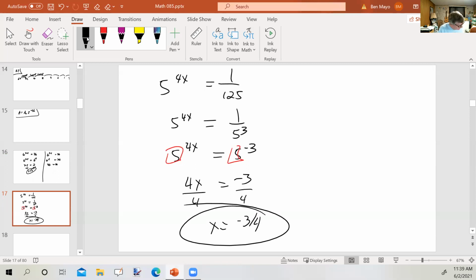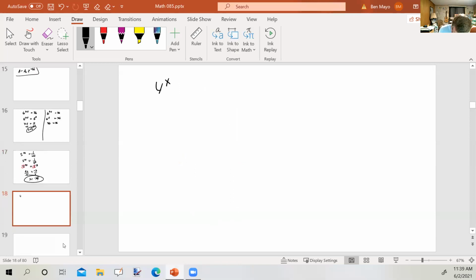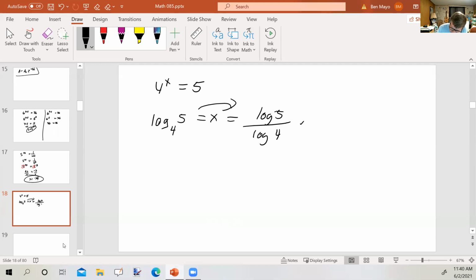And let's see here. How about this one? 4 to the x power equals 5. Well, now I've got a problem because I don't know how to take 5 and write it as 4 to some power. But what I can do is this. I can change this exponential equation into a logarithmic equation. And what would it look like? It would be log base 4 of 5 equals x. But using the change of base formula, I could write that as log base 10 of 5 over log base 10 of 4 and punch that into my calculator.